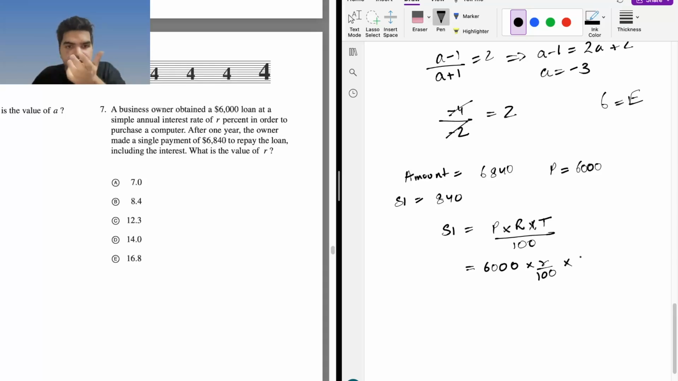For how long? It is given that after 1 year he repaid. So this will be 1, so we can neglect it. Now this part we can cancel. This is equal to 840. So now we have to solve R as 840 upon 60. Cutting all this, we get it as 14%. So the rate was 14%. So option D is the answer. 7D.